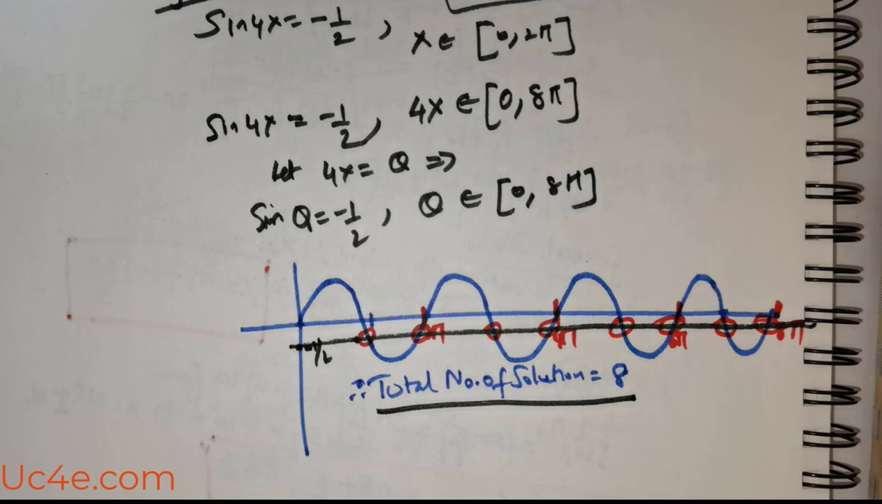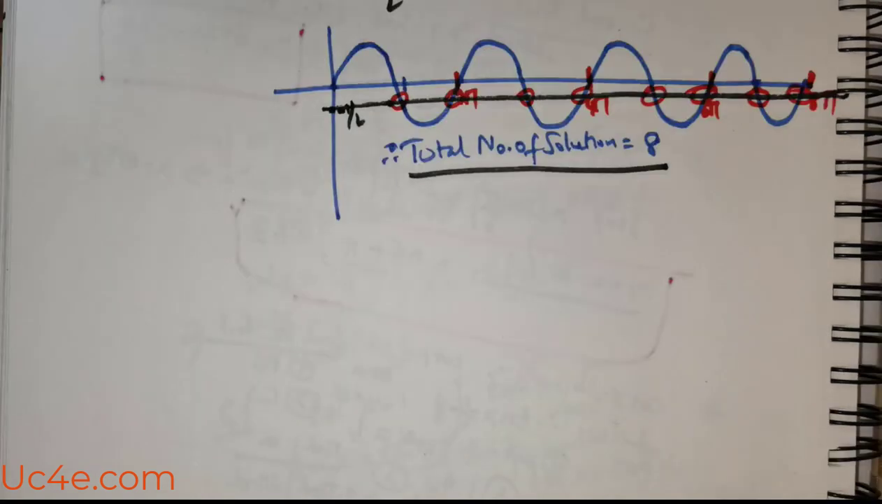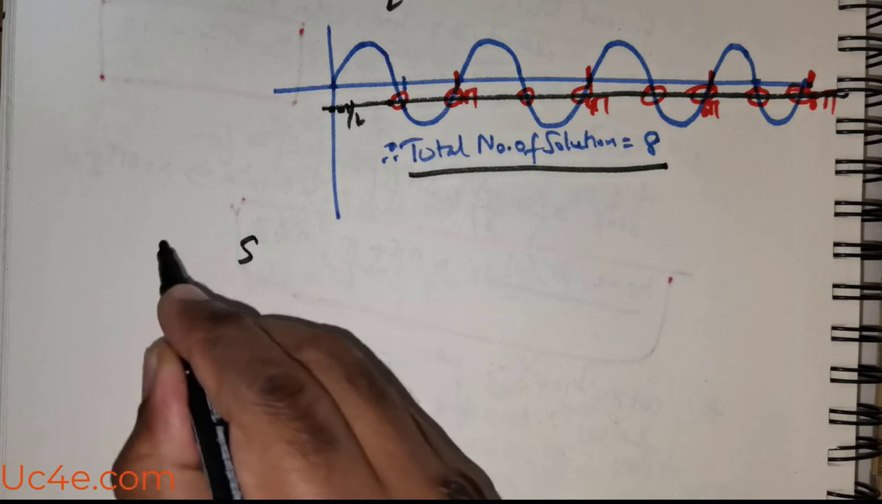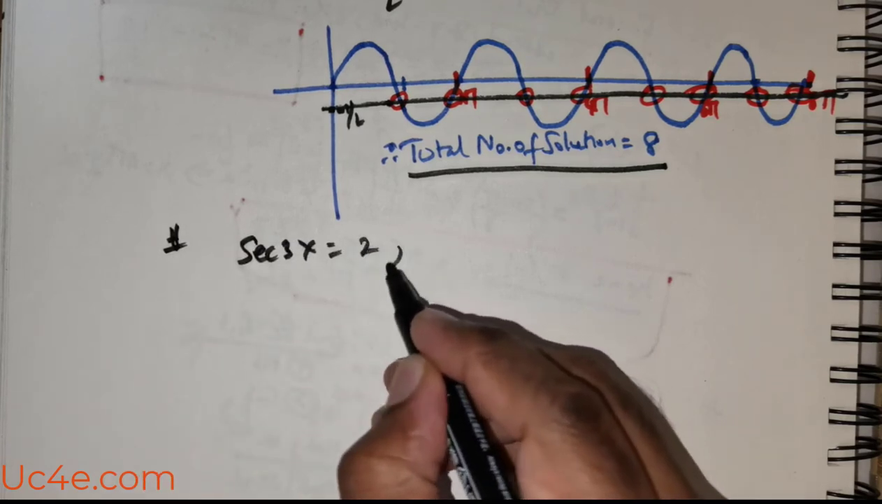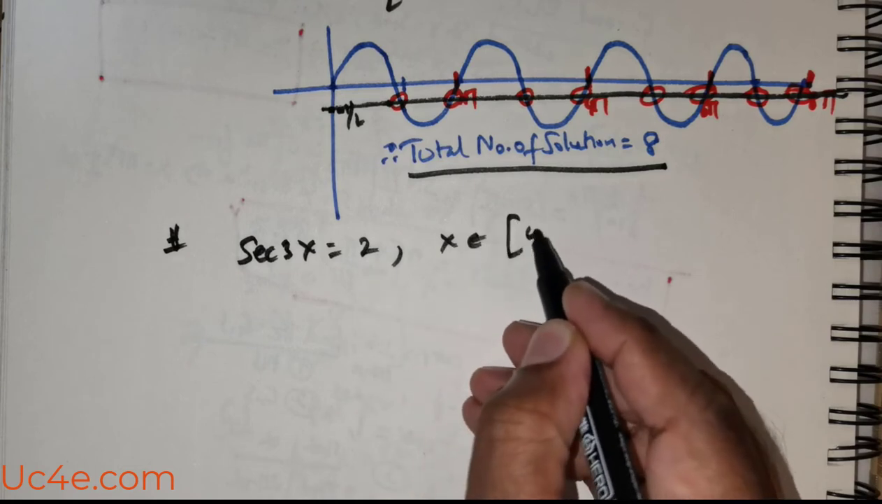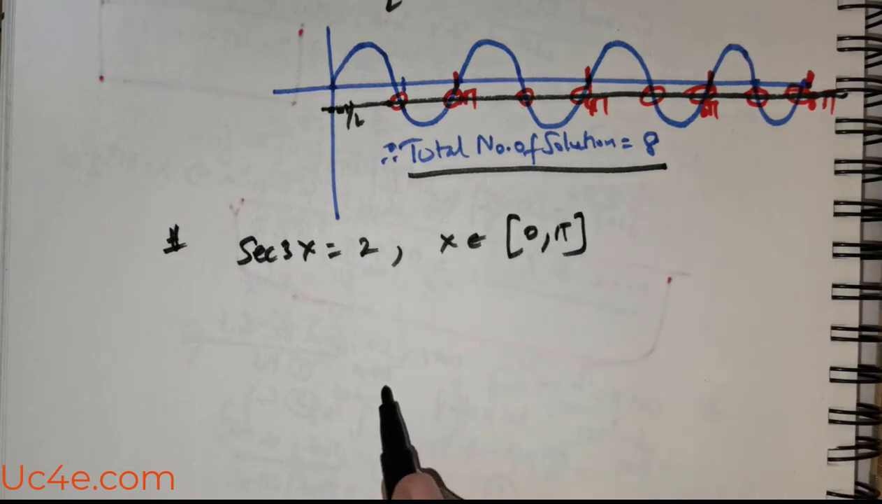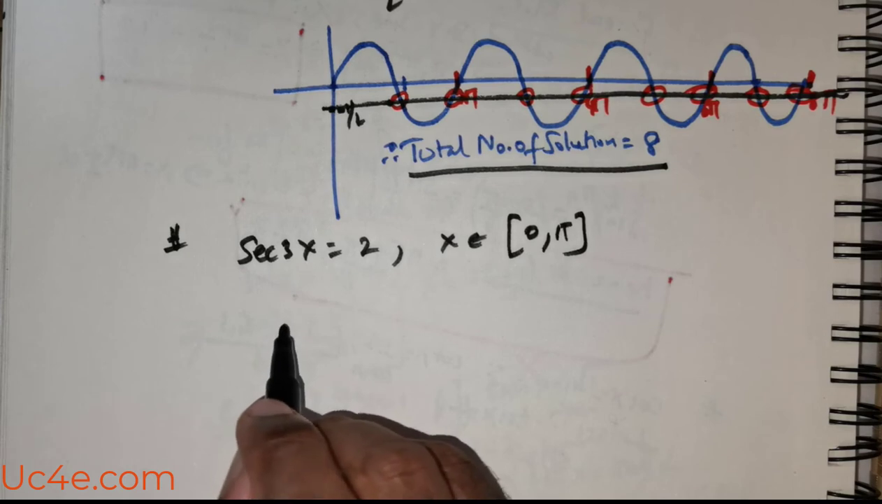Now the best way to gain mastery of this particular section is to do more questions. So that's exactly what we are going to do. Let's move on, students. Let's do another question, students. We are given secant 3x is equal to 2 with x being contained in 0, pi. Now we are expected to find the total number of solutions.